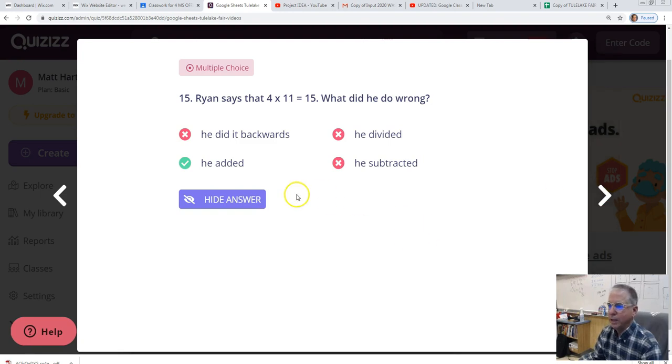Ryan says that 4 times 11 equals 15. What did he do wrong? He added 4 plus 11 equals 15. 4 times 11 would equal 44.